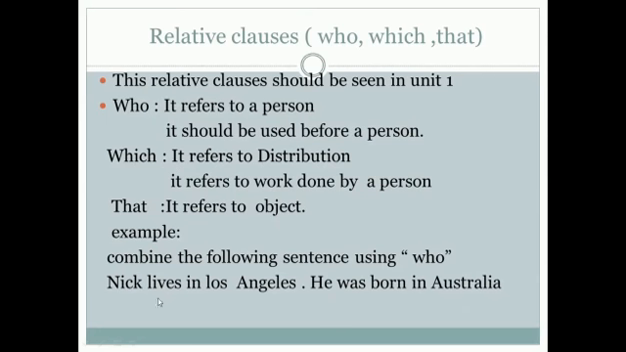For example, combine the following sentences using who. Nick lives in Los Angeles. He was born in Australia. So who refers to a person, so we have to refer to a person. Nick, who lives in Los Angeles, was born in Australia. He should be removed because we specified the name. So Nick, who lives in Los Angeles, was born in Australia. That's it.